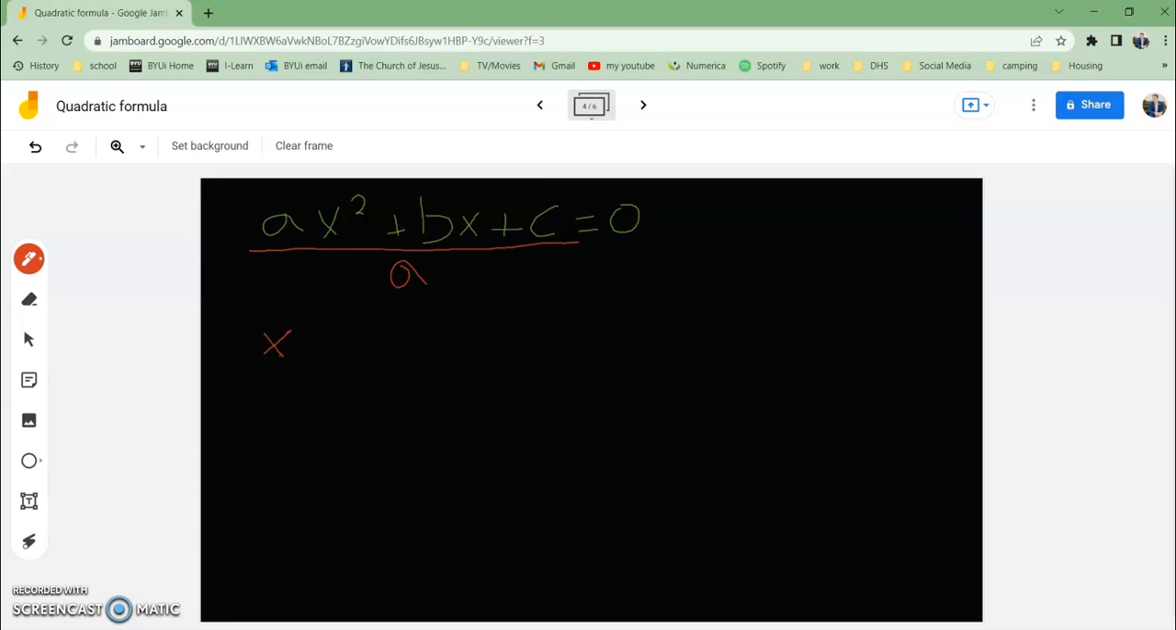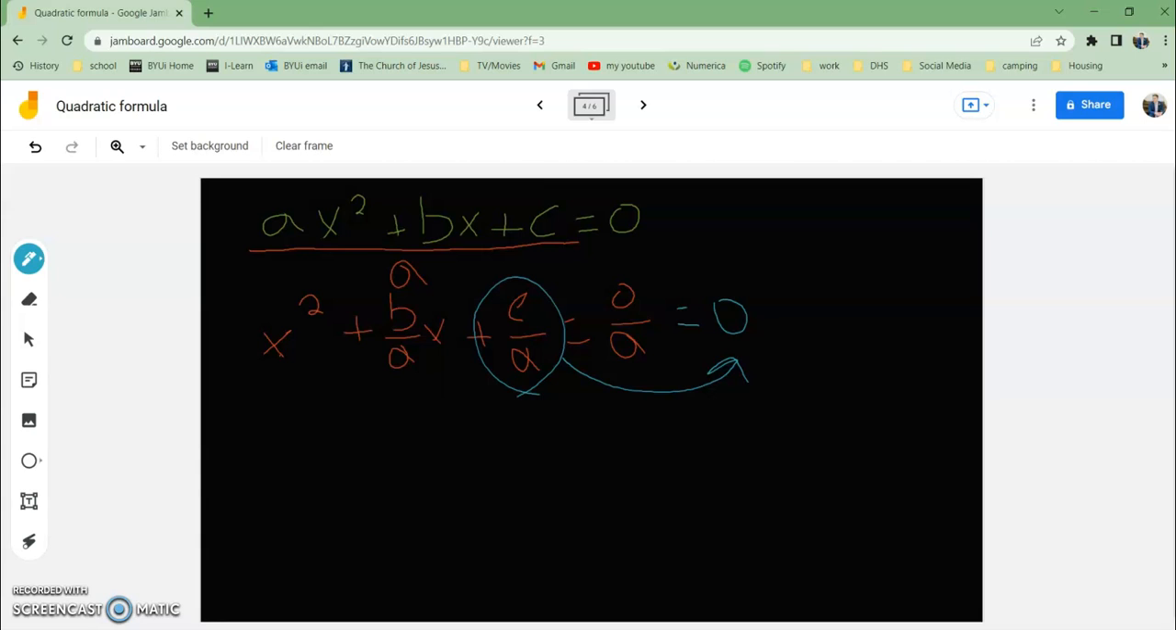So that means we're left with x squared plus b over a x plus c over a equals 0 over a. On the right side, that's just 0. So I'll just say that equals 0. Okay. So now what we want to do, we want to complete the square. But first, let's just move this over to the right side. I think that might be a little bit better.